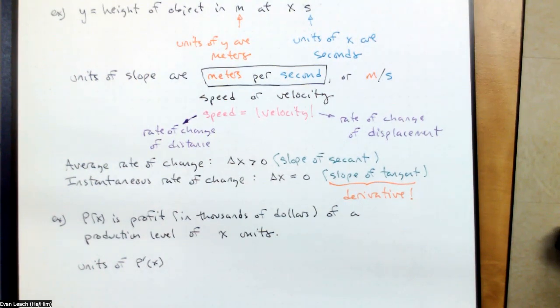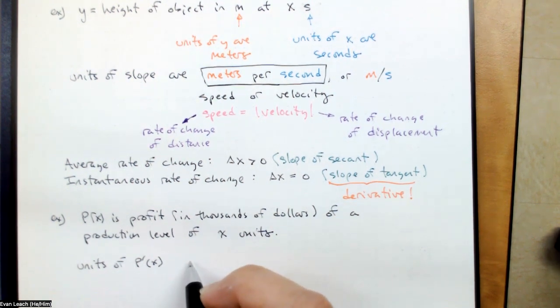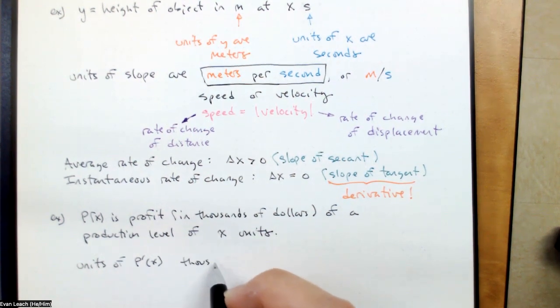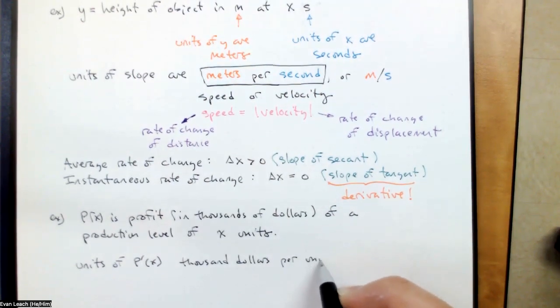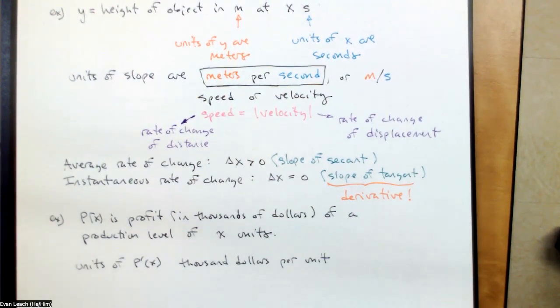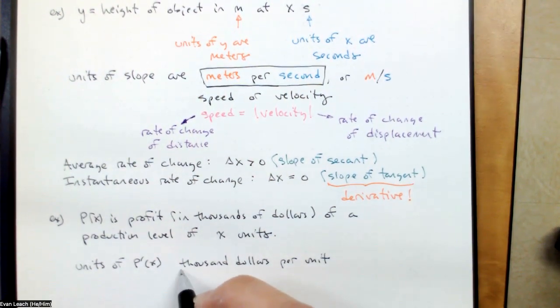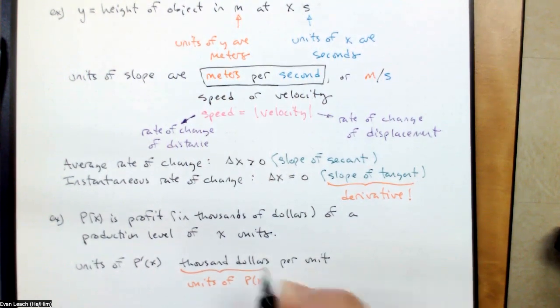There's that derivative. Derivative is slope. Units of derivative are going to be the same as the units of the slope. So the units of the derivative will be the units of P of X per the units of X. I should have called them something else other than units because it's just going to be units. But the units of P of X will be thousands of dollars per unit. As we take the units of P of X and we write per, and then we write the units of X.